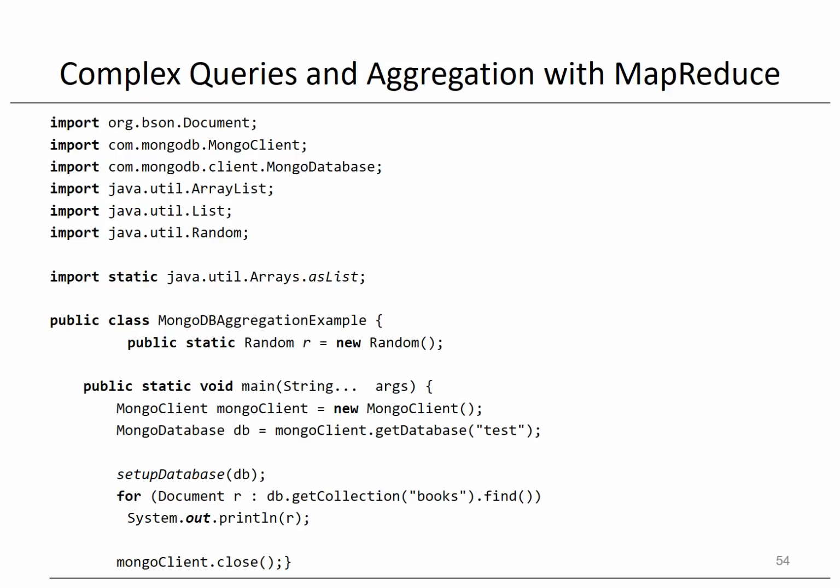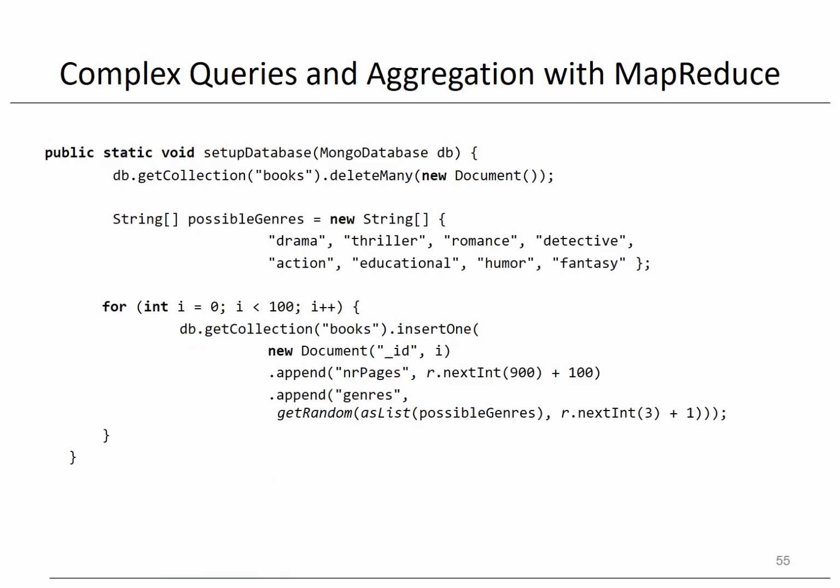This code fragment sets up a new MongoDB database for us to use. The setup database method generates a random collection of books. Here you can see the setup database method. It creates 100 books. For every book, the number of pages and genres are randomly generated.